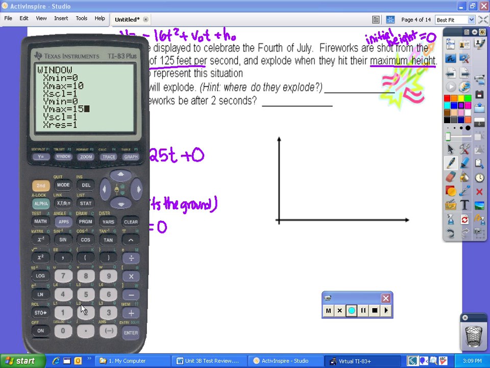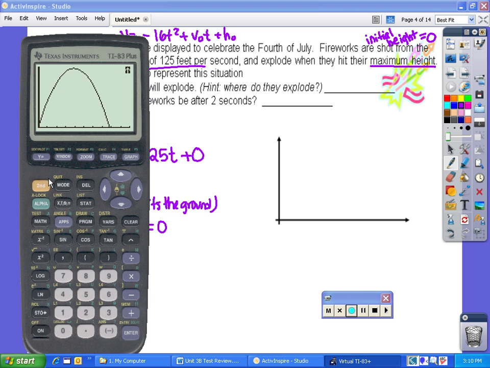So let's do 150 since that's bigger than 125. And if you look, you still can't see it. This is when you just keep playing with different numbers. So we're going to change 150 to 200. Still can't see it. So we're going to try one more change. Let's go to 250. And now we can see it. So sometimes you may have to keep changing your y max until you get it.